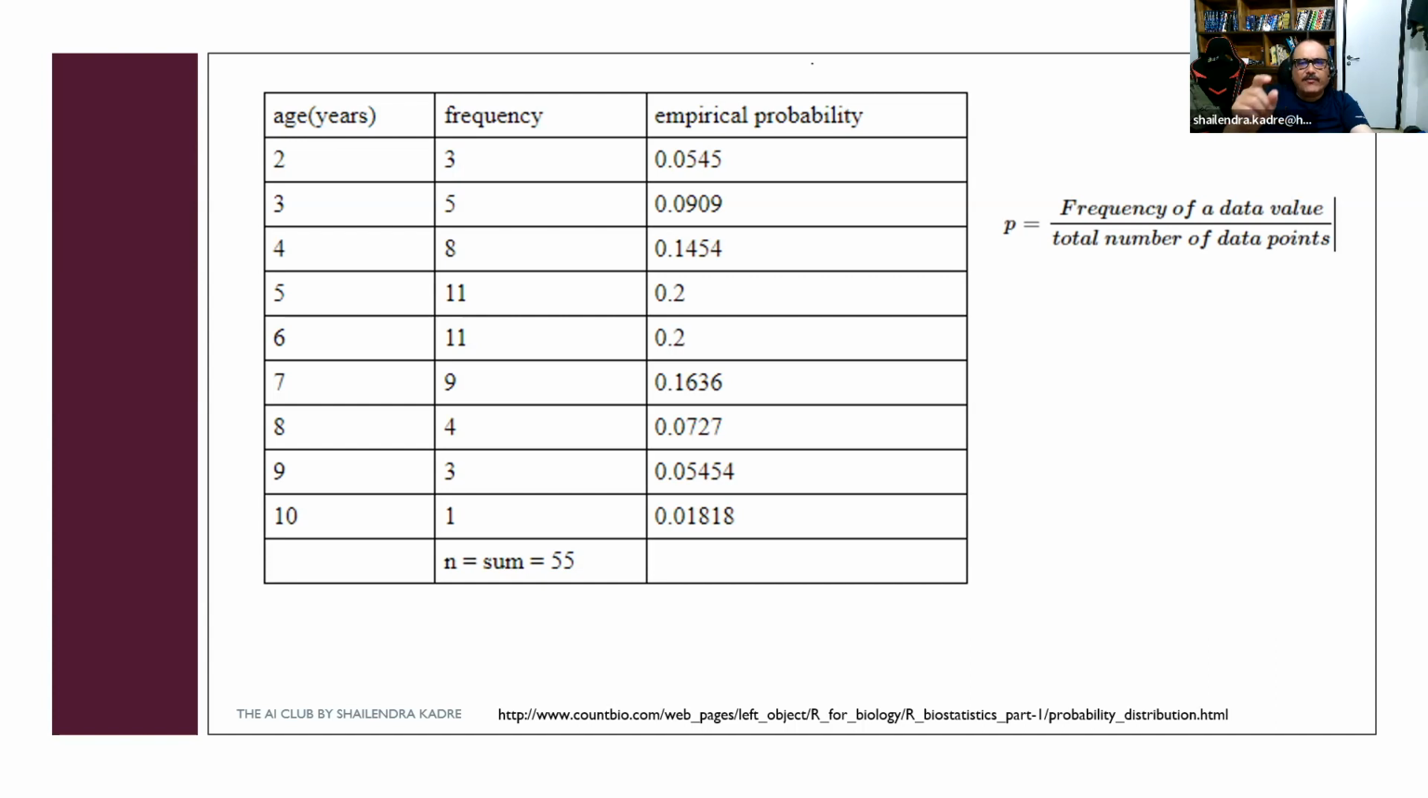So 3 divided by 55 is nothing but 0.0545. Then the second is 5 divided again by 55, which is 0.0909. Then 8 divided by 55 is 0.1454. 11 divided by 55 is 0.2. 11 divided by 55, 0.2. So on and so on. The formula is given on the right-hand side: the frequency of that particular age group divided by the total number of people.